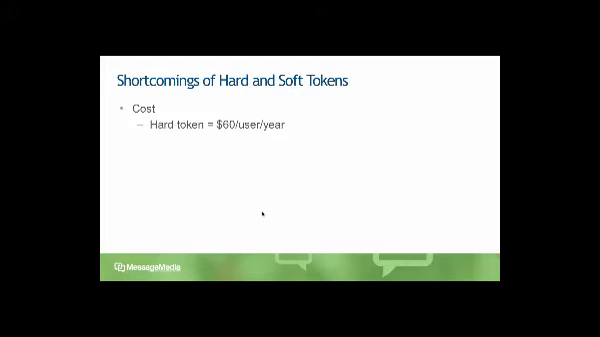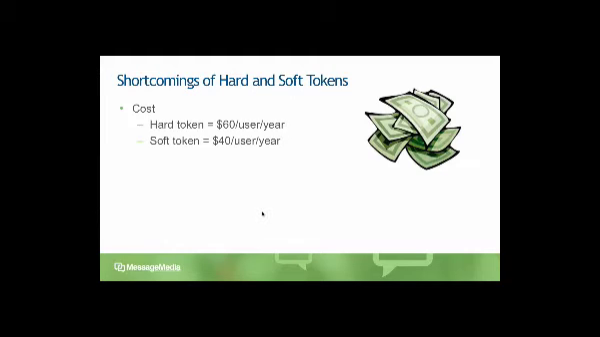Hard tokens, as those of you who are current SecurID customers will appreciate, cost $60 per user per year. And that can add up. If you've got a big workforce, that can be an expensive investment. And so you have to be judicious about which employees you're going to make that investment for. And obviously, if you've got temporary employees or contractors, it may not make sense to issue them a $60 per year hard token. Soft tokens are a little bit less expensive, but still $40 per user per year, which again can add up with a large workforce. So cost is a big one.